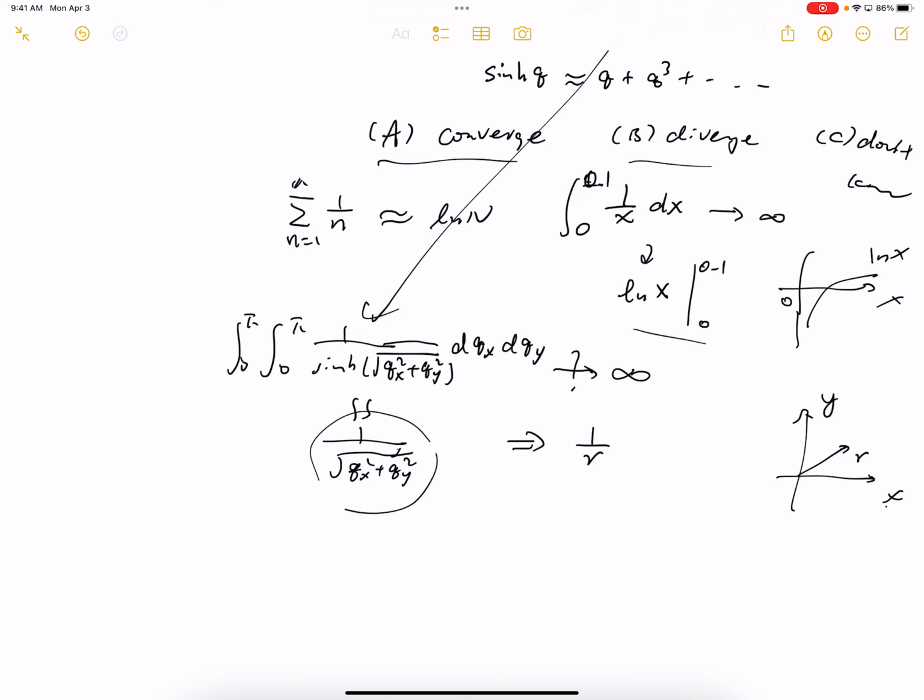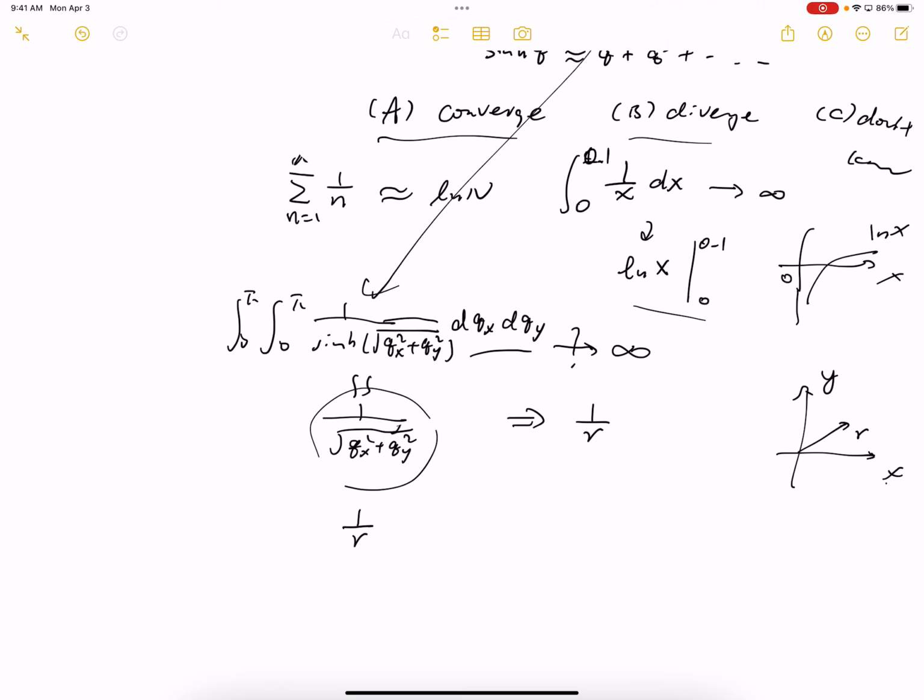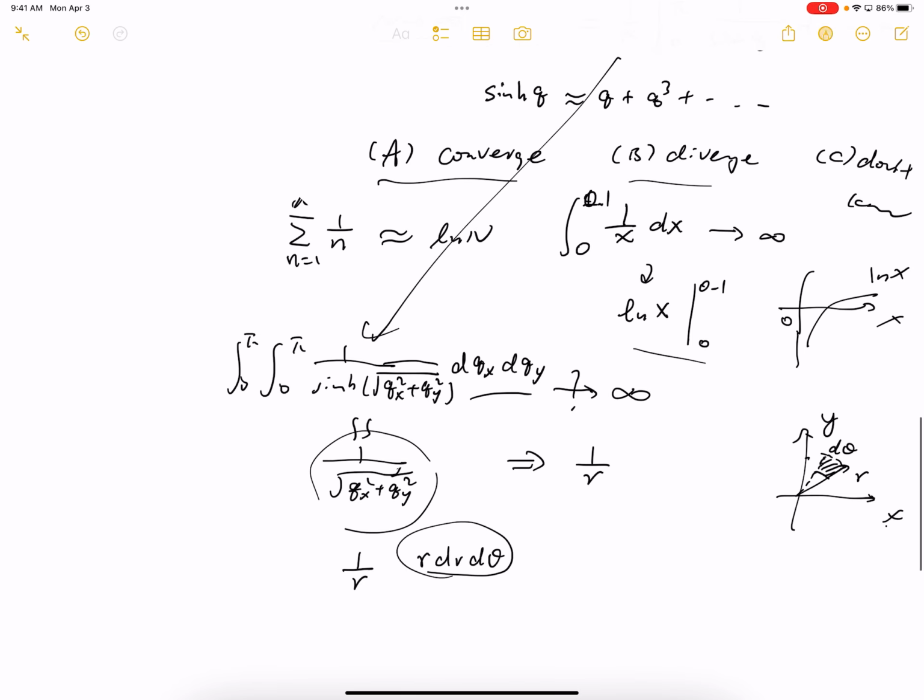So if you do that, then you're actually doing a 1 over r. And here, of course, you can't just do the integration over x and y. Instead, this becomes r dr d theta. This is kind of like the Jacobian. The way to think about it is, if you do an integration in polar coordinates, the unit you're looking at is something like this, right? It's this shaded area. This is your d theta, the polar angle, so it's an angle, and this line is your dr.